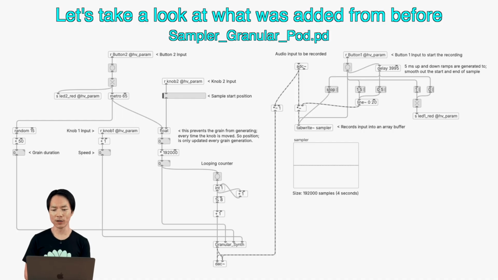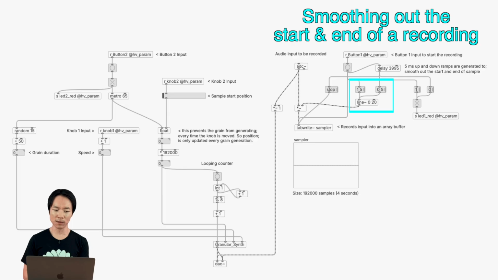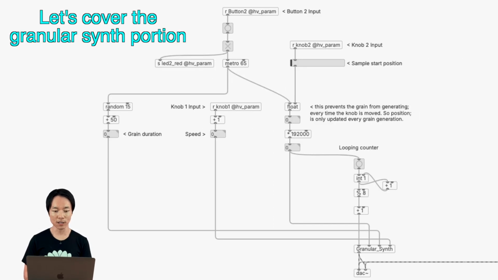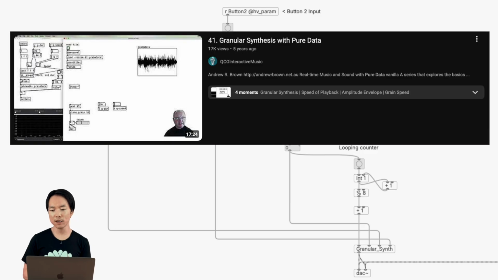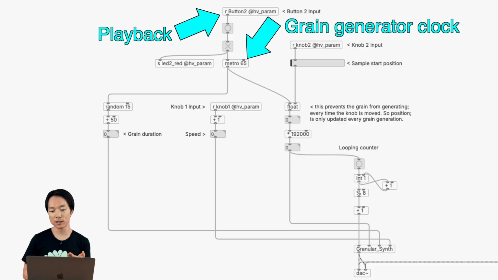Because mine samples recorded live input, I'll use the recording patch from earlier. And I added a ramp at the beginning and end of the recording to prevent clicking. Okay, here's how the granular synth portion works. The vast majority of it is from that tutorial, so I recommend that you watch it if you would like a deeper explanation. Playback button turns on the metro, which generates a grain every 65 milliseconds.